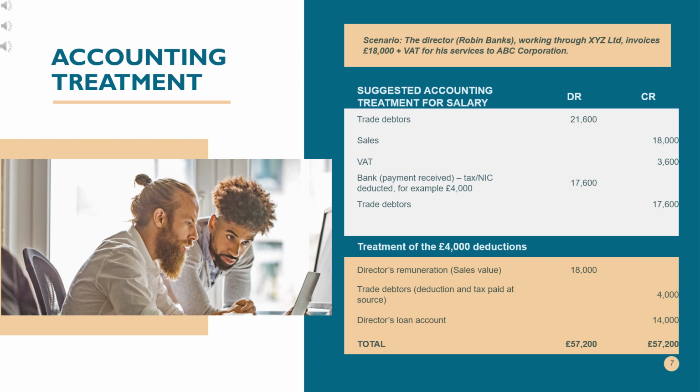The treatment of the 4,000 deduction made at source by ABC Corporation has to go through the books of XYZ Limited. Robin Banks will have to record in his account 18,000 for director's remuneration or salary. And on the balance sheet, he needs to reduce the trade debtor by the balancing amount of 4,000. The remaining can go to director's loan account as a credit or go to bank if you're going to pay yourself right away. So that is basically the treatment.